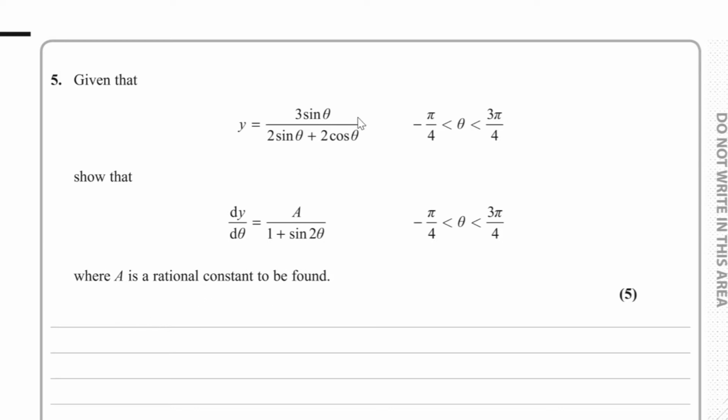Well, we are differentiating a quotient, and so we would have to use the quotient rule. We begin by letting u equal 3 sine theta, and so therefore u dash is equal to 3 cos theta.